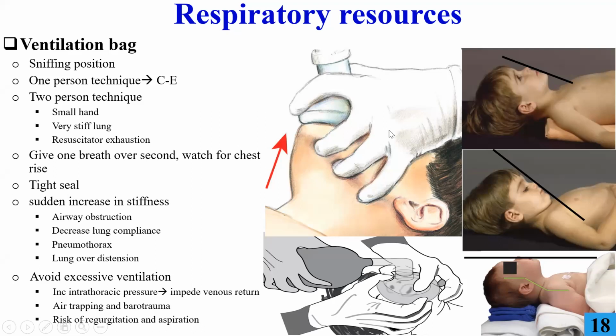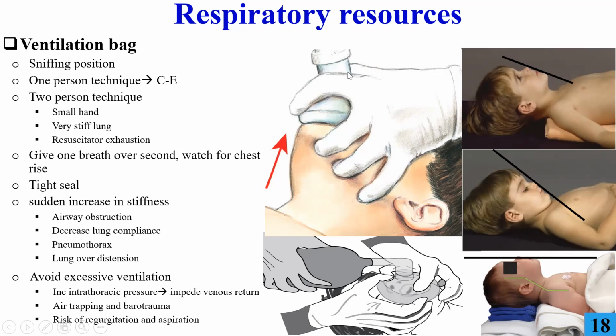Now, when we hold the bag, it should be C and E. E is by our little, ring and middle finger. That's an E. And then we have C between the index and thumb. The C holds the mask. The E pulls the jaw.